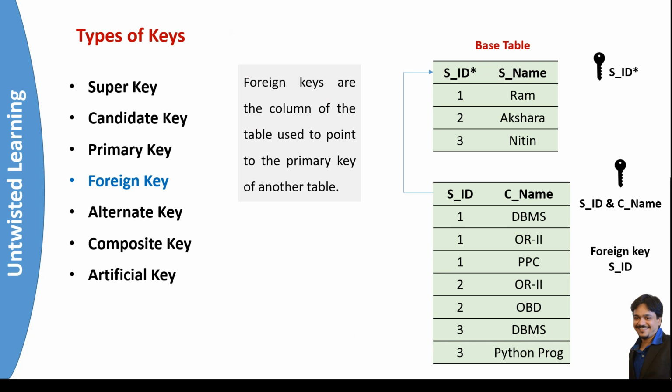And next is foreign key. Foreign keys are the column of the table used to point to the primary key of another table. If you take example, there is one base table, that is student details table. Student ID is the primary key. Student name is non-primary attribute. You can see there are three students, Ram, Akshara, and Nitin. This student ID is your primary key as no entries are repeated. Similarly, the student will take different courses. So here student ID will be a foreign key, which will be referencing to this student ID of the base table, right? Whenever we join this table, the student ID of the base table will serve as the primary key and the student ID of the course details table as the foreign key, right? So this will be a foreign key.